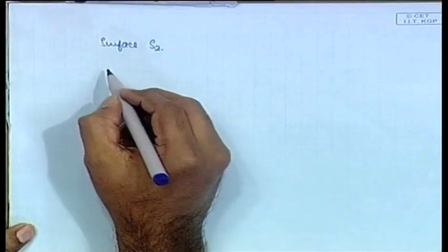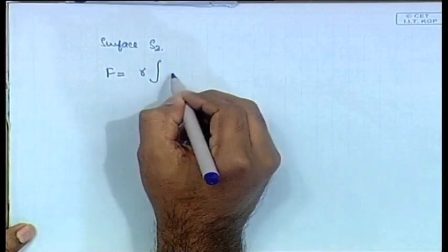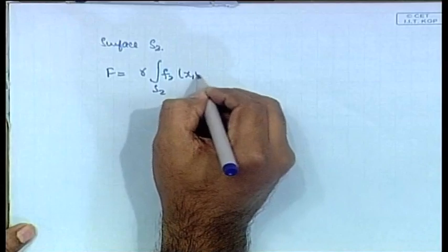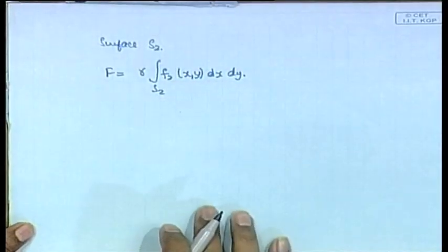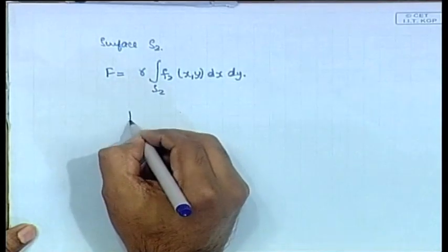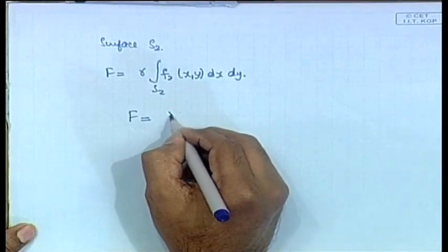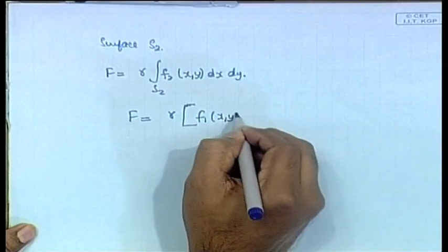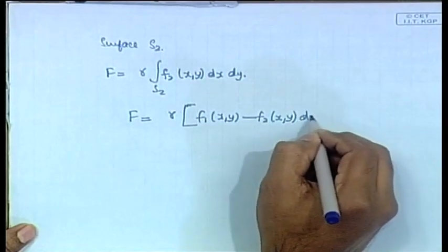So, on the surface S2, the force acting will be gamma into the integral over S2 of F2 of xy dx dy. Okay, it will reduce to this. Now, what is the net force acting? F is equal to gamma into the integral of F1 of xy minus F2 of xy dx dy.